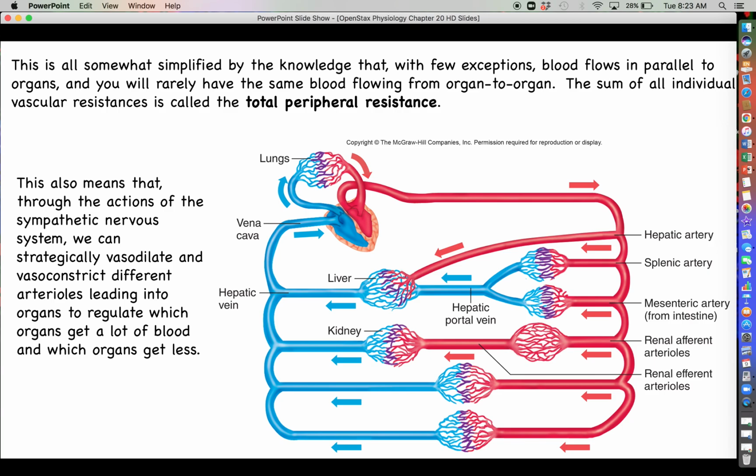So this is going to mean that through the actions of the sympathetic division of the autonomic nervous system, remember the parasympathetic division does not participate in vasoconstriction and vasodilation, we can strategically vasodilate some arterioles and vasoconstrict others to make sure that the most important organs are getting the blood supply at the right times. And organs that don't necessarily need blood supply, like the kidneys and the GI tract during stress, can do without having as much.